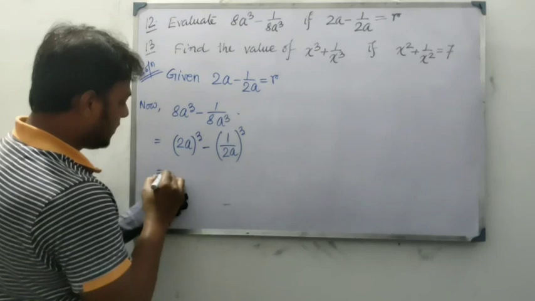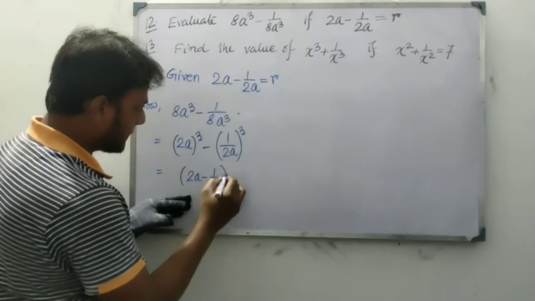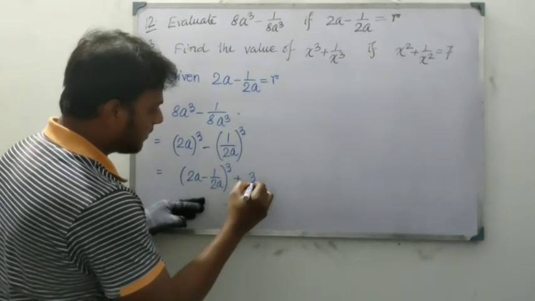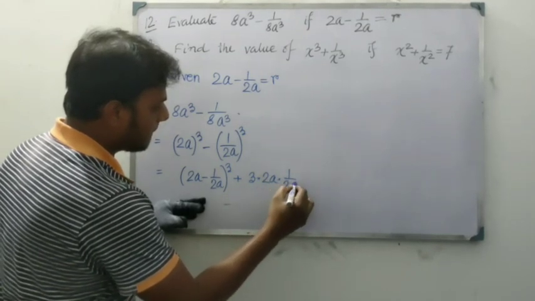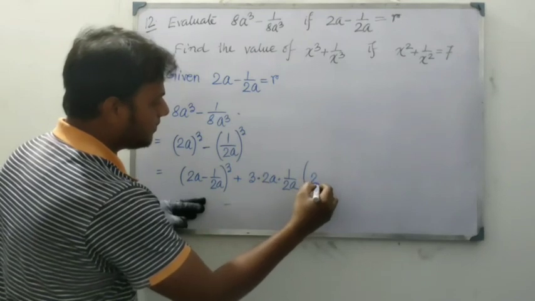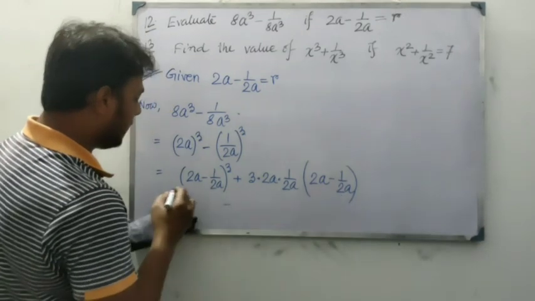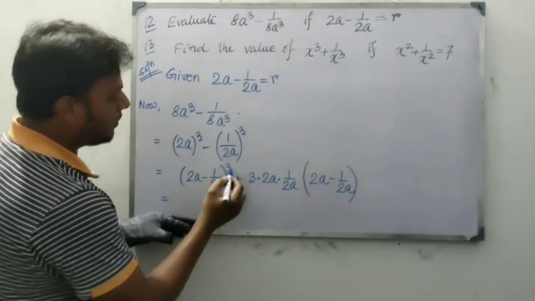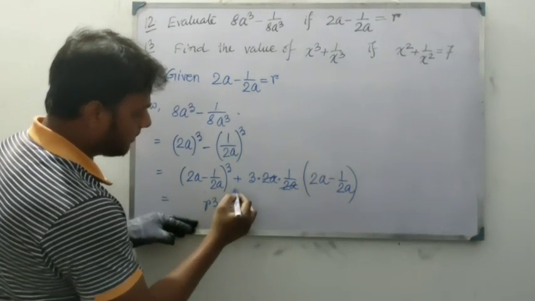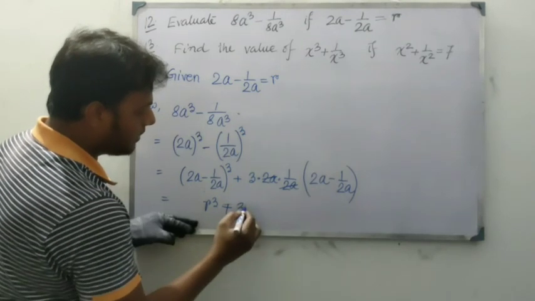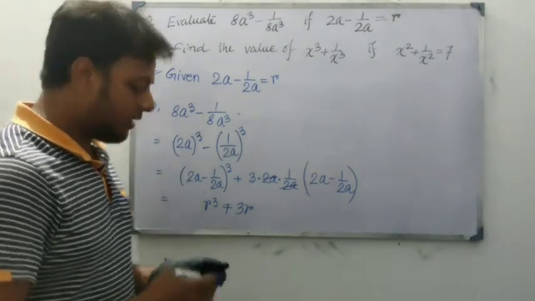So the formula is (a minus b) whole cube, since minus is there, so it will be plus 3ab, 3 into a into b, into (a minus b), that means 2a minus 1 by 2a. Now put the values. The value of this is r, so it will be r cube. Here 2a cancels out, so plus 3 into the value of this, which is r again. So this completes the solution. Hope you understand this.